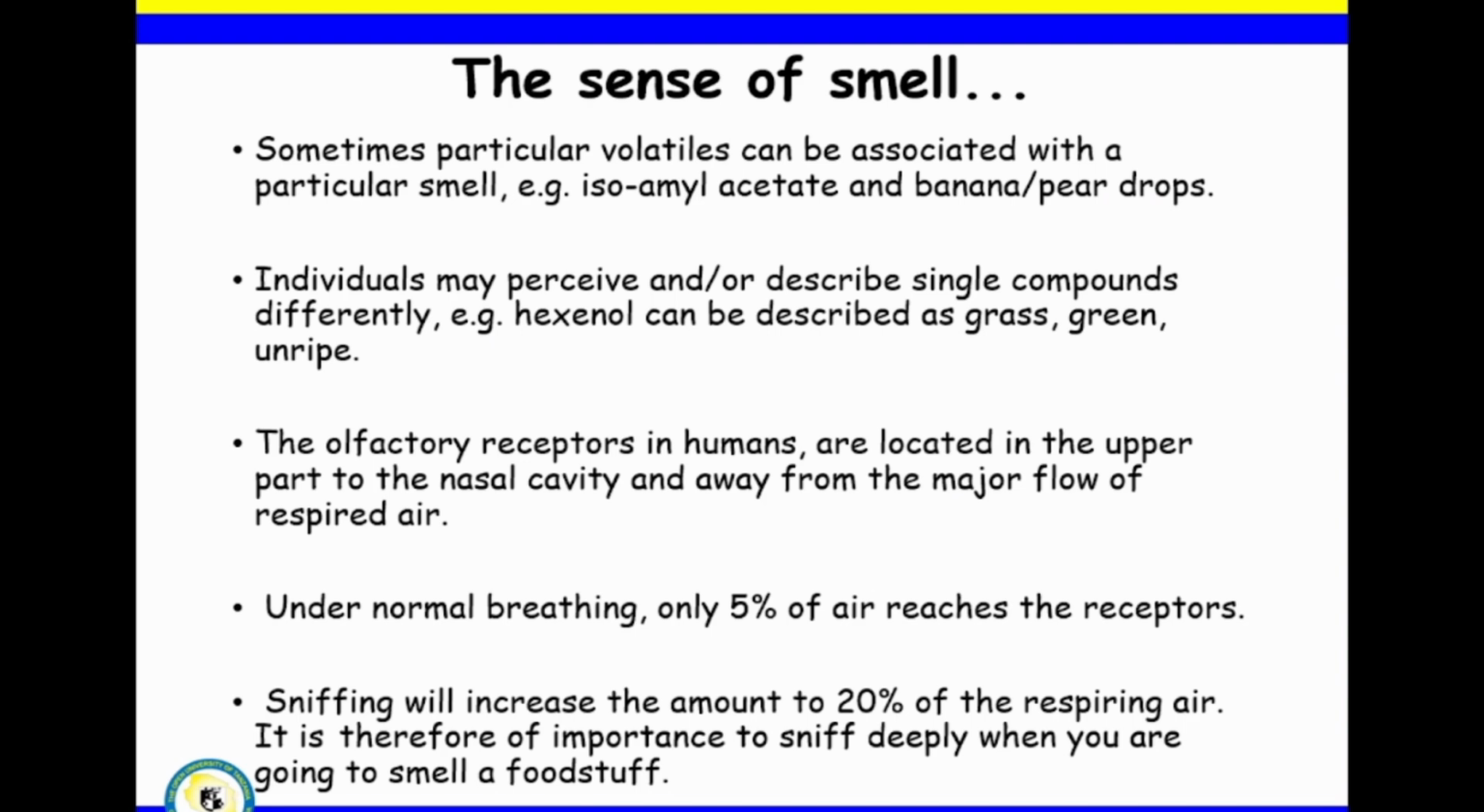For example, hexanol can be described as green, others grass, others unripe, and I'm sure you all know, taking an example, if there are mangoes, you can just tell the unripe mango because of the smell. You can smell that this mango is not ripened, and you can also know the one which is fully ripened.